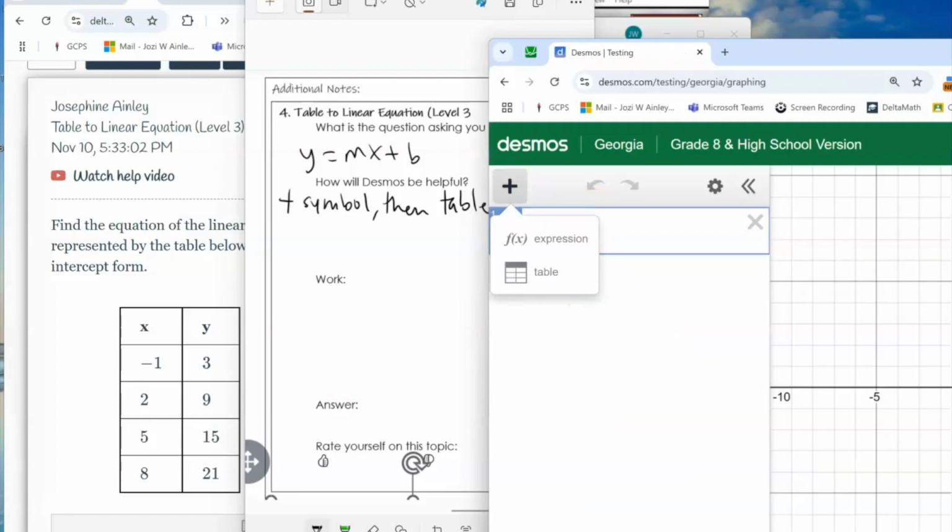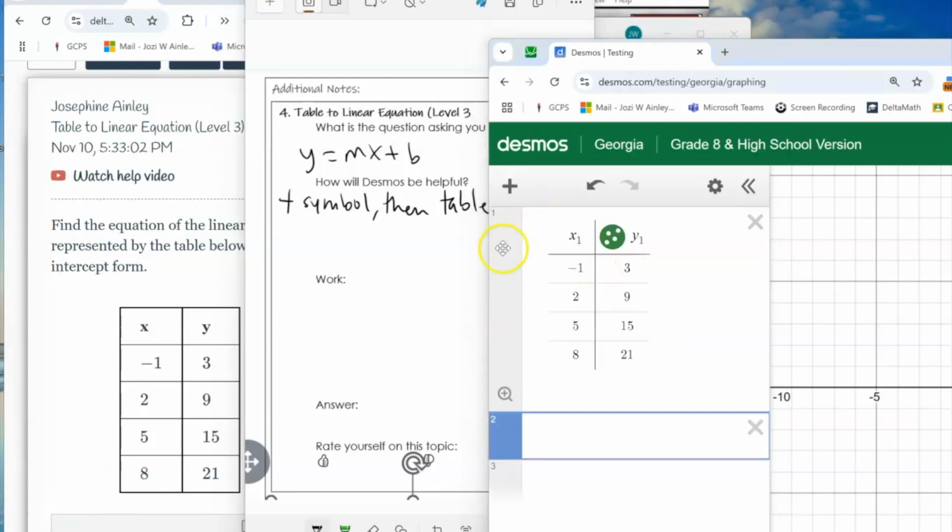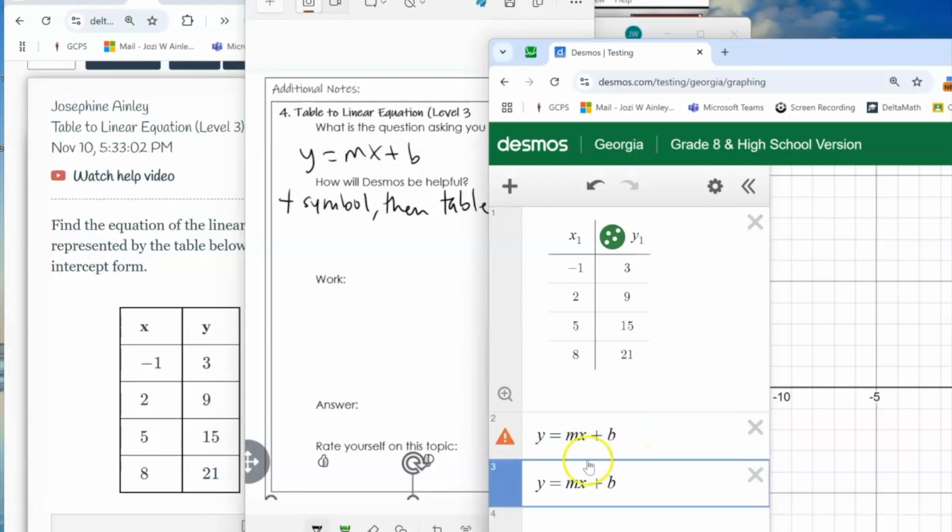I'm going to put the table in. I'm going to pause while I do that. Yep, and as you can see in the testing calculator, it doesn't have that option, so you have to type it in. So practice what you're going to get on the test. Let's go ahead and type it in. I already know from my reference sheet that I'm typing in y equals mx plus b. I'm going to do it twice and you'll see why later.